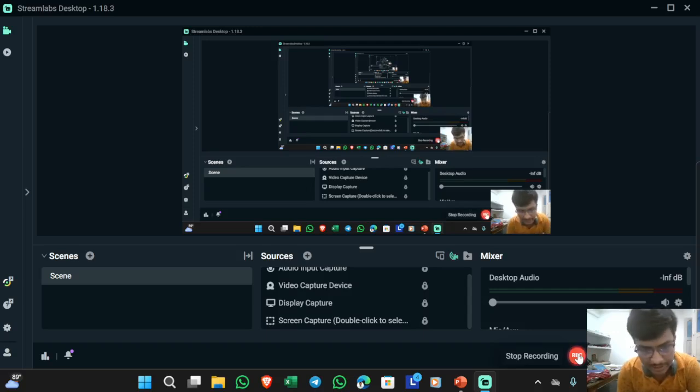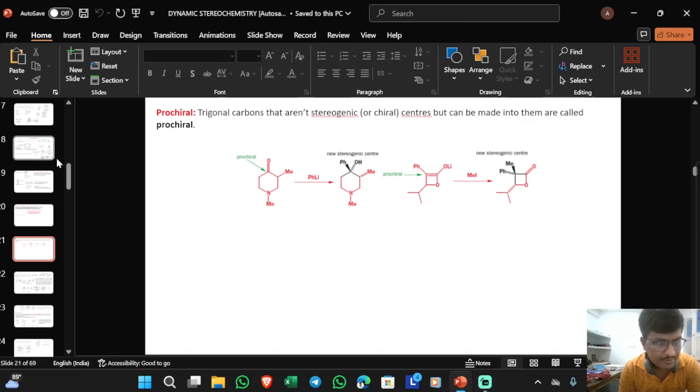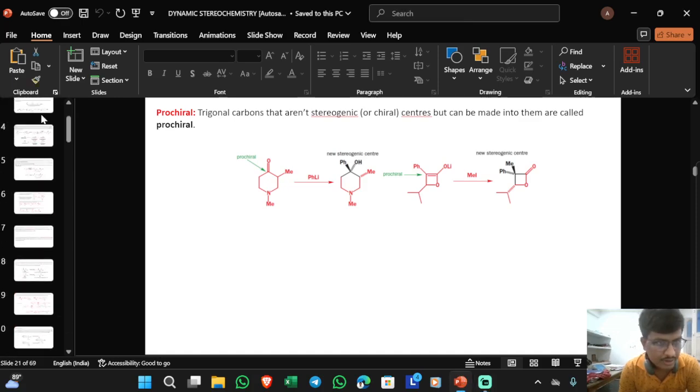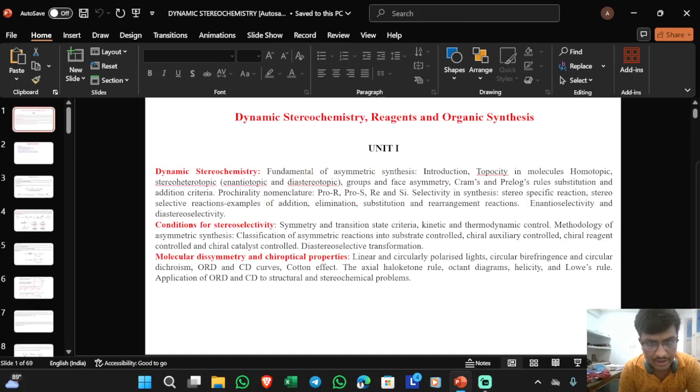Hello friends, this is a new topic in dynamic stereochemistry. It is an easy topic, not tough, if you understand it in the proper way. It is easy, but it needs practice, and the main points in this topic are two or three terms that should be memorized.